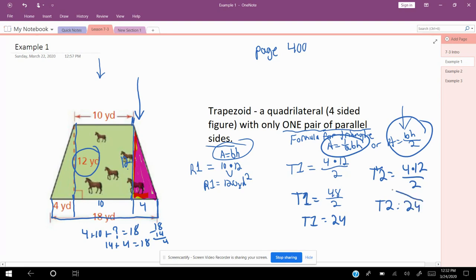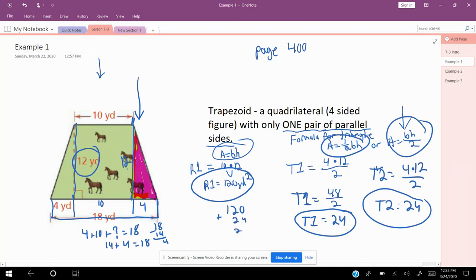Now that I have all three parts, I need to add that, and that to get the area of the entire trapezoid. So when I add those, 120 plus 24 plus another 24, that's going to equal 168. Our units are yards, so yards squared. So to find the area of a trapezoid, we break it up into rectangles and triangles. It's almost like a puzzle, and we're going to have to figure it out, but you really need to remember those two formulas, the ones for parallelograms and the ones for triangles.